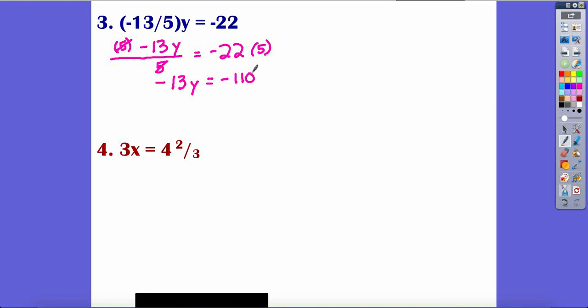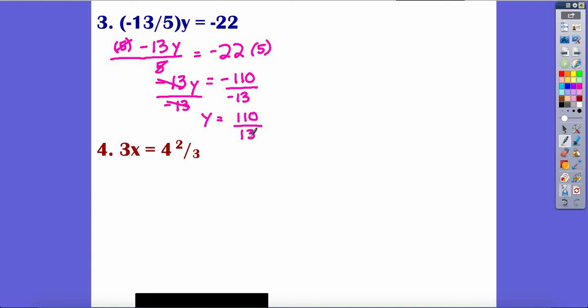And my last step here then is, now it's a multiplication problem, and so I need to get rid of this negative 13, which is being multiplied. I need that to become a 1, and so to do that I need to divide by that number, and I will cancel those out, and y then is going to equal a negative divided by a negative is positive.